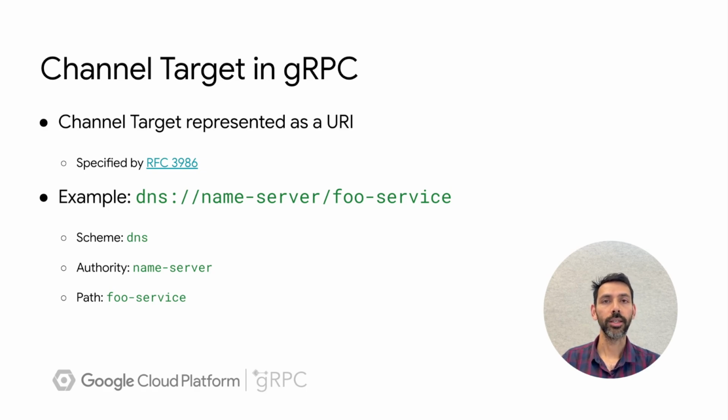The second one is the authority. This is an optional component and could contain the name of an external server that gRPC could send requests to resolve the target. For example, in the DNS scheme, this represents the server to send DNS requests to. If the channel target does not contain an authority, the default name server, which is typically configured by the operating system, is used for name resolution. Last but not the least is the path. This is the actual name of the service that the client wants to talk to.